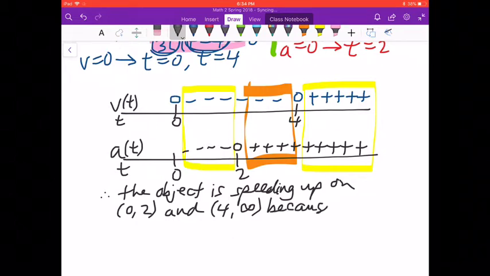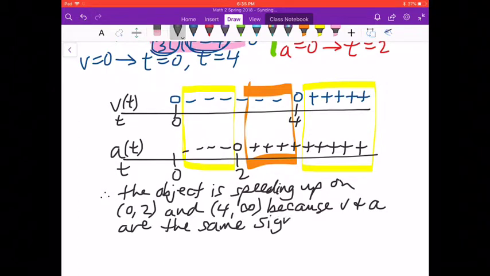Because velocity and acceleration are the same signs there. We can also say, and I'm realizing right now, I probably should have had that be a capital T.